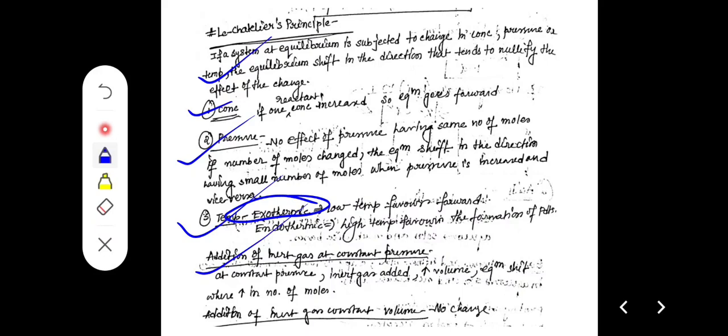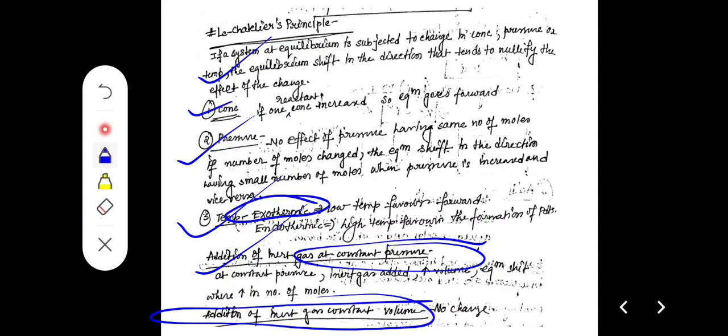Okay, addition of inert gas at constant volume. If inert gas is added at constant volume, the volume is constant, and so pressure stays constant. If the volume is not changed, there should be no change at all. For example, in a bottle there is a fixed amount, suppose 25 milliliters or 1 liter of water, and 1 drop of milk is added, the overall volume is not changed. This is the same type of example: addition of inert gas at constant volume, there should be no change at all. Okay.